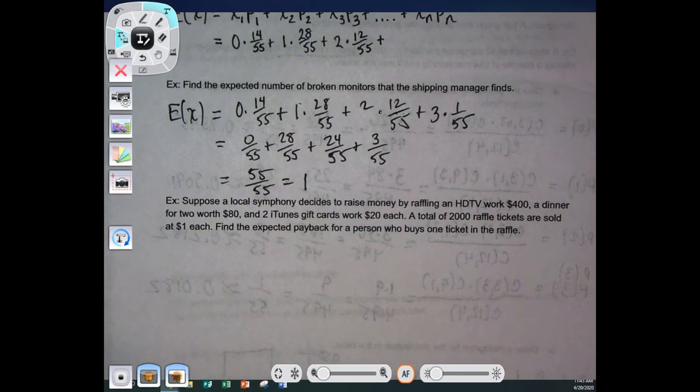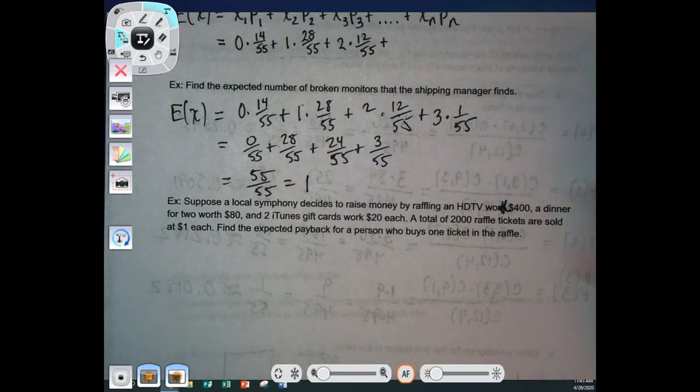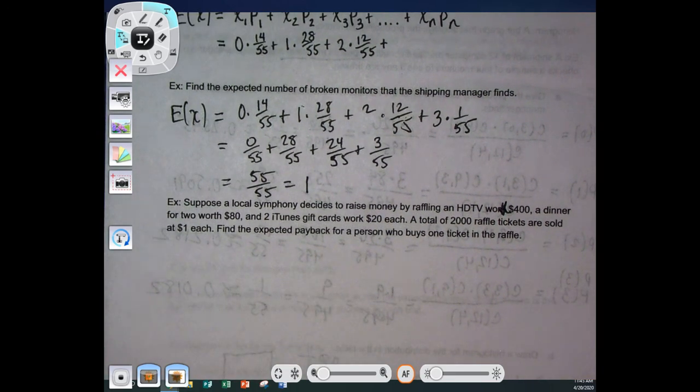Okay, so in our next example, this time, let's say the local sympathy decides to raise money by raffling an HD TV worth $400, a dinner for 2 worth $80, and 2 iTunes gift cards worth $20 each. A total of 2,000 raffle tickets are sold at $1 each. Find the expected payback for a person who buys 1 raffle ticket.